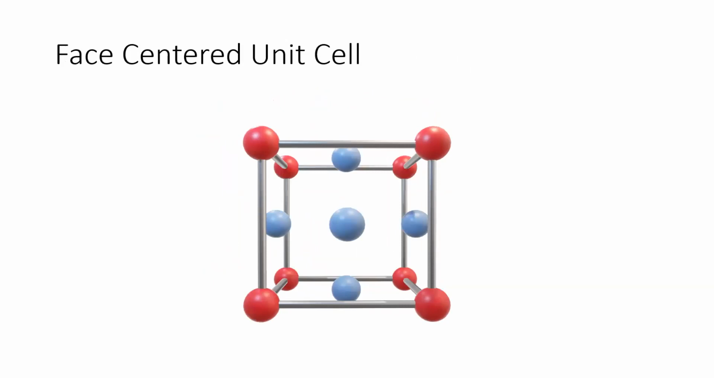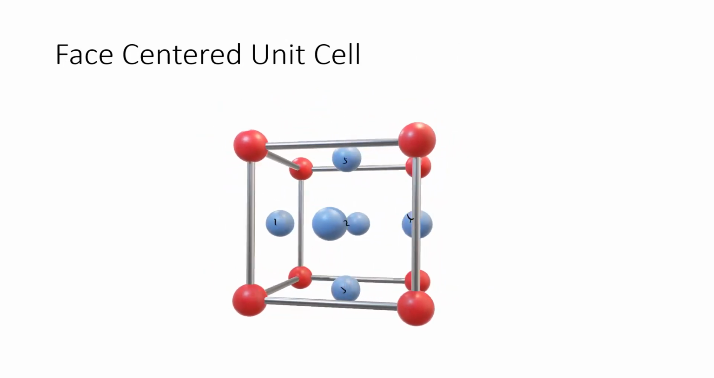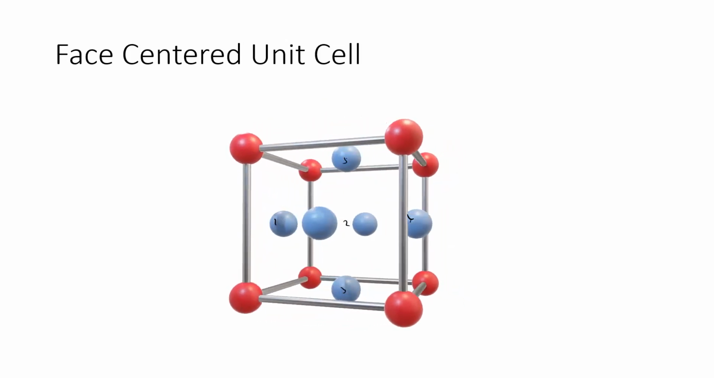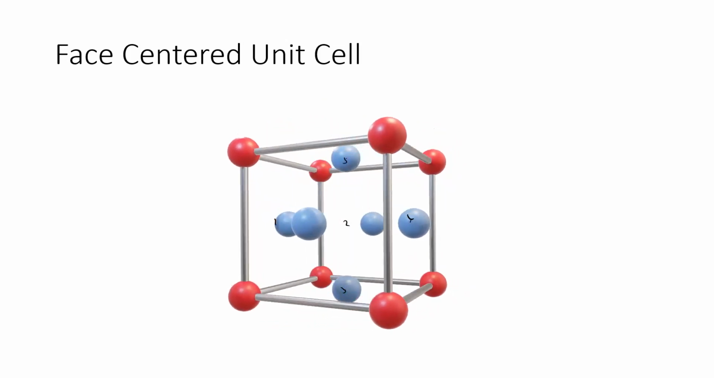And this is a face-centered unit cell. We know that it has 8 corner atoms and 6 face centers. While looking in 2 dimensions, it looks like only 1, 2, 3, 4, 5 are there, but at the back we have 1 more atom. So it will look like this. There are 6 faces, so we will check each face-centered atom's contribution. This is the face-centered unit cell.